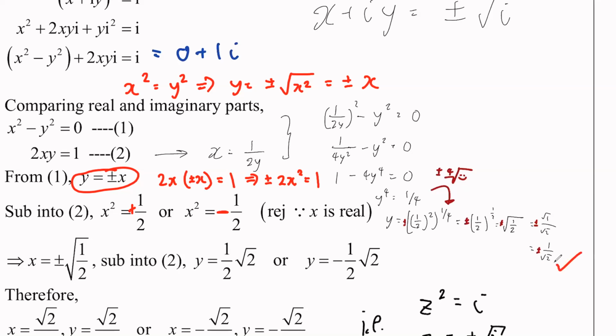Okay, which is what I got over here as well. Plus minus square root of 1/2, which is square root 1 over square root 2, which is 1 over square root 2. Then after that, you sub into equation 2. Where's equation 2? It's over here. Then you can solve for y.